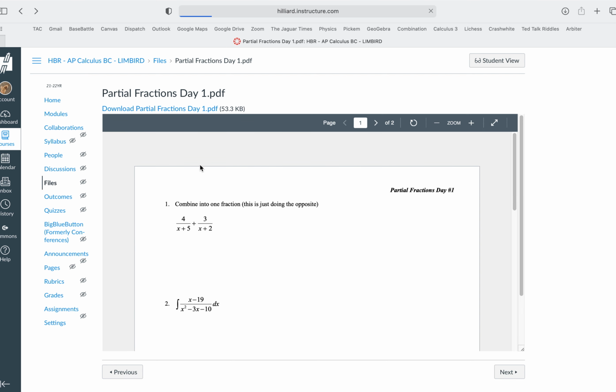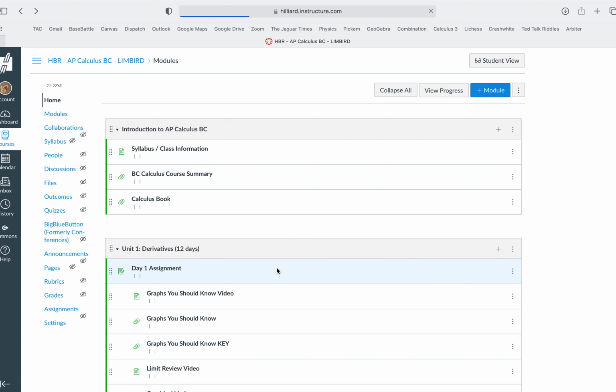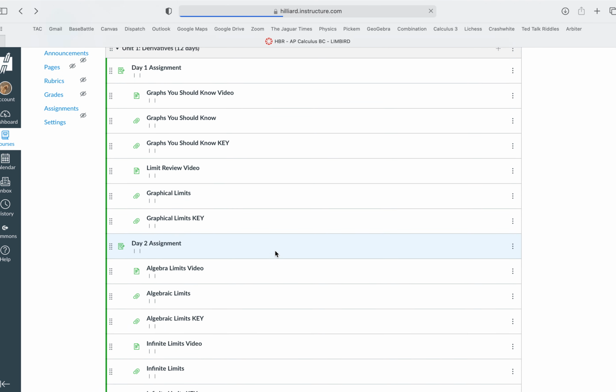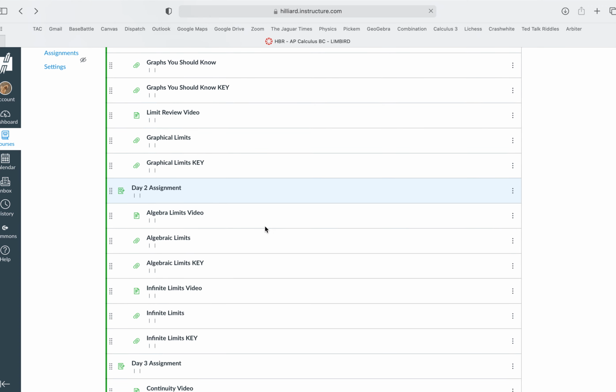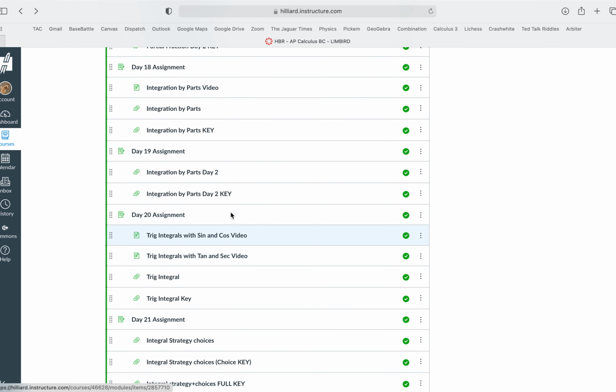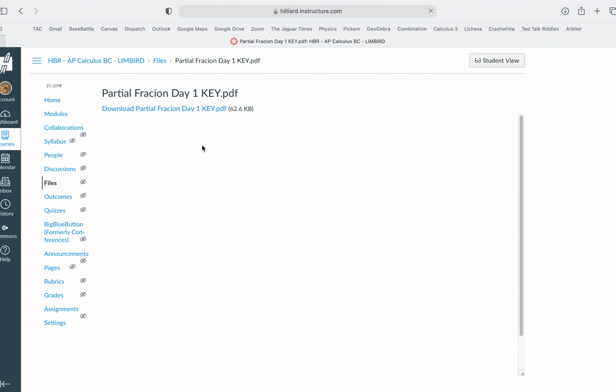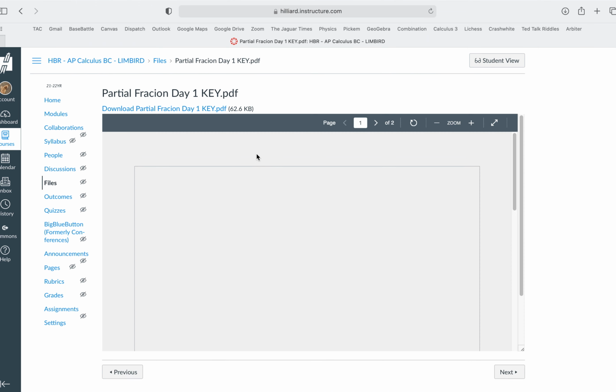Then for that particular day, if you looked at partial fractions number one, you could then click on the key. Canvas will jump back there for a second. All right, so we are back there. We go to partial fractions, day one. We could click on the key and it would take us to the actual solution guide.